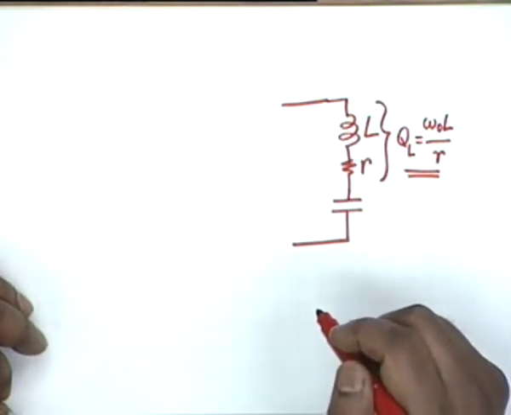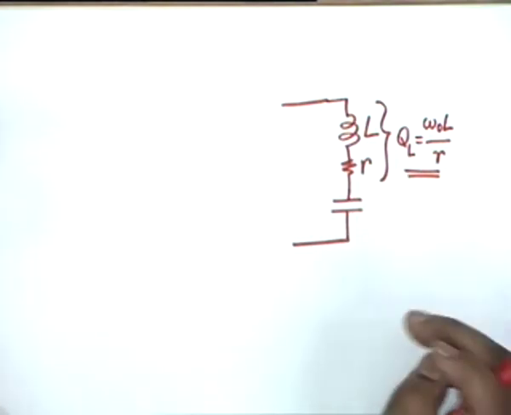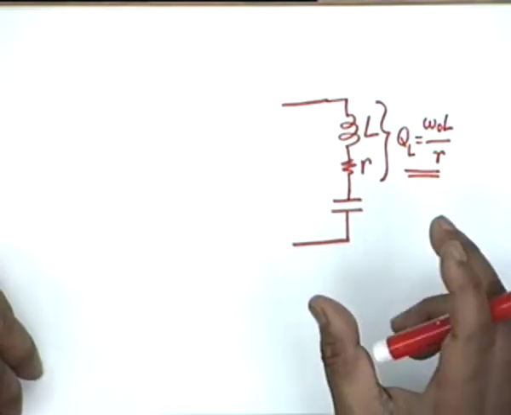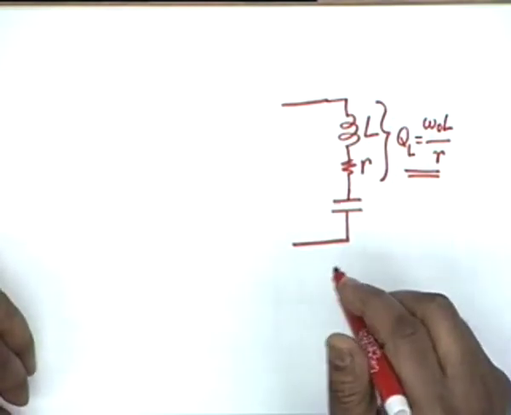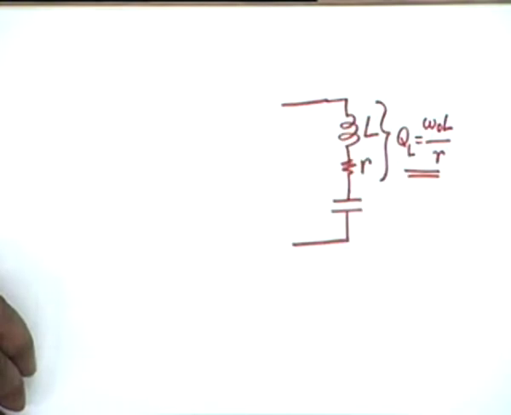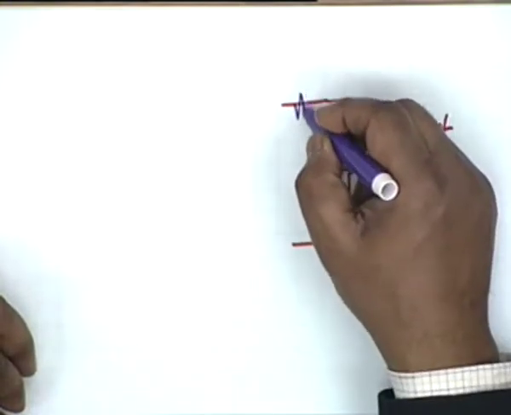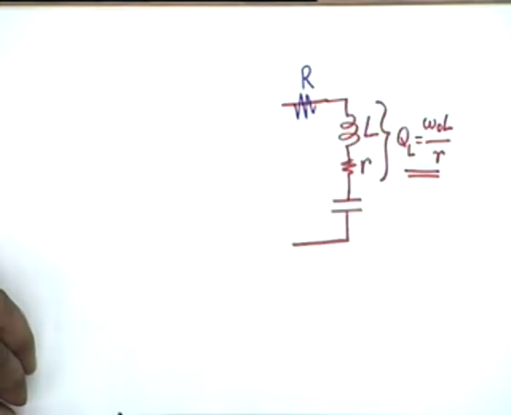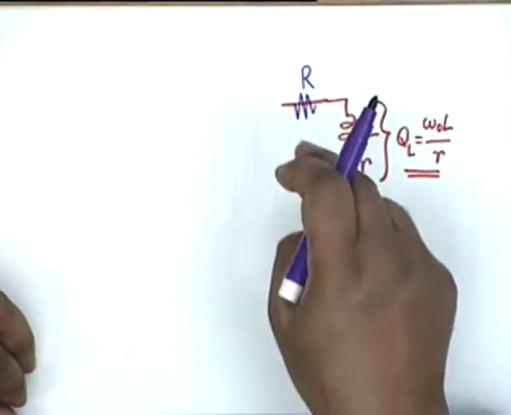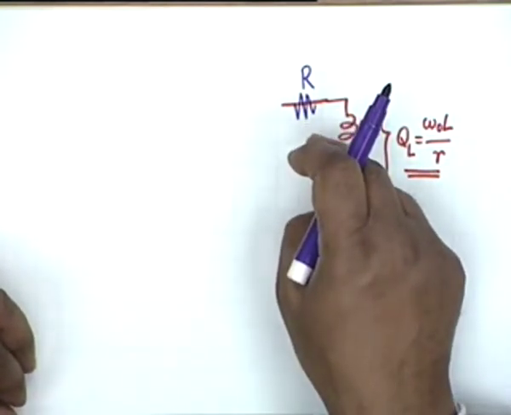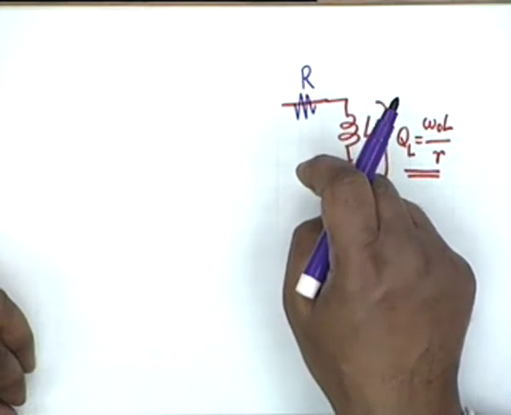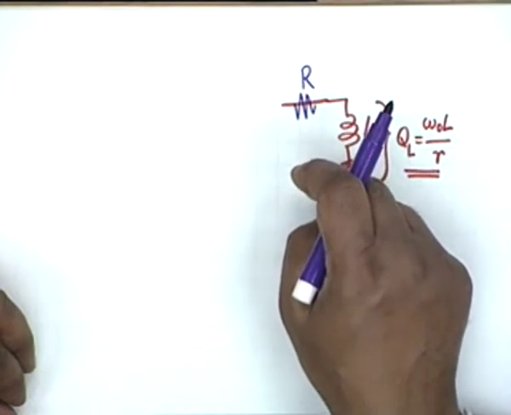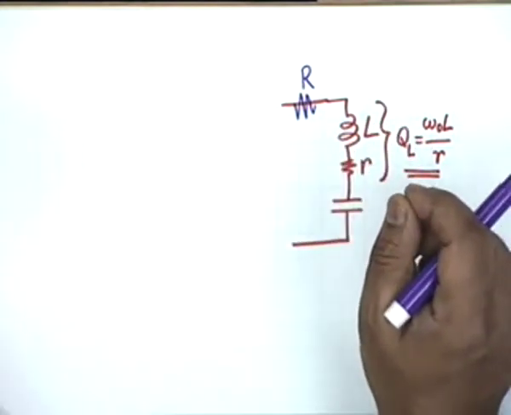All right. Suppose I want a greater bandwidth. Instead of a smaller bandwidth, I want a larger bandwidth. So what do I do? Connect an external resistance R. This will reduce the selectivity of the circuit, and reduction of selectivity means that I want a larger bandwidth.